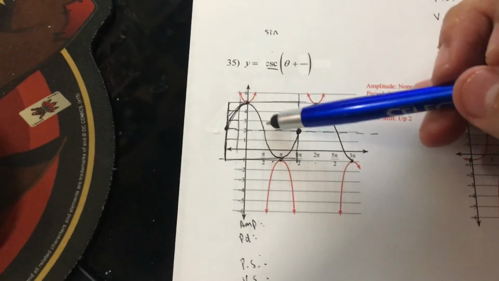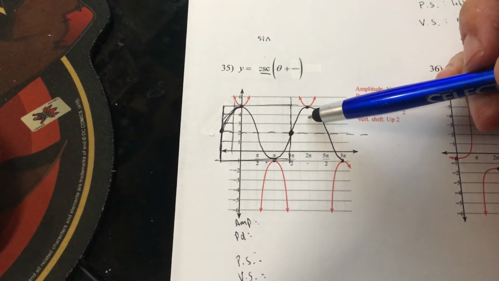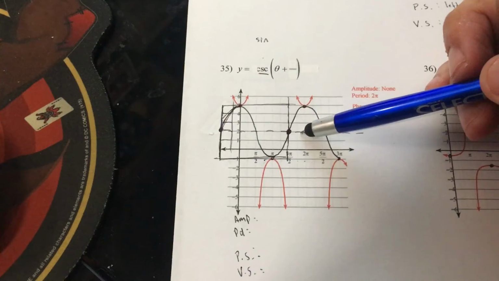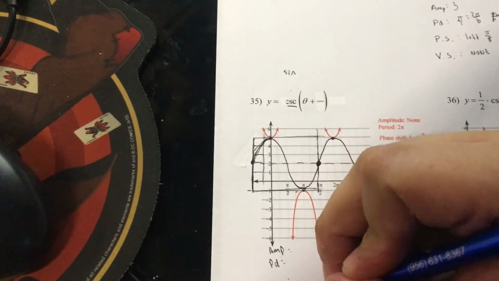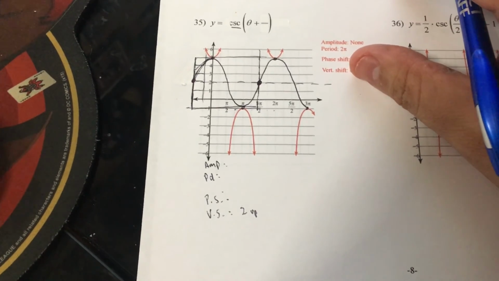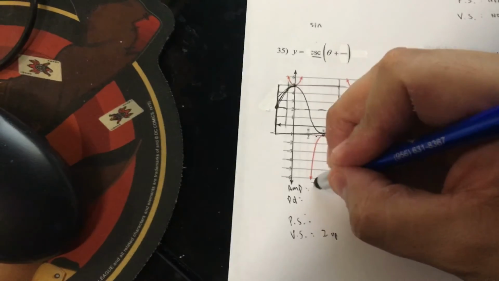So, I know the center line moved, right? Because between this peak and this peak, I have 1, 2, 3, 4, 5, 6 squares. So it's 3 up here. So I moved the whole thing 2 up. Amplitude is from the center. I went 1, 2, 3 down, or 1, 2, 3 up. So the amplitude's 3 here.